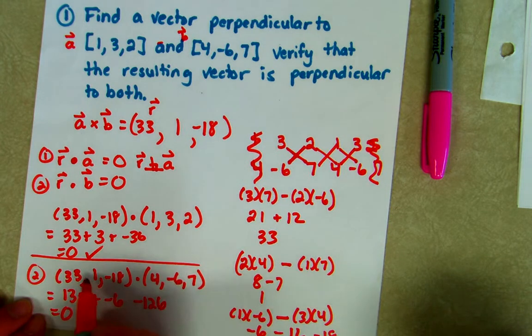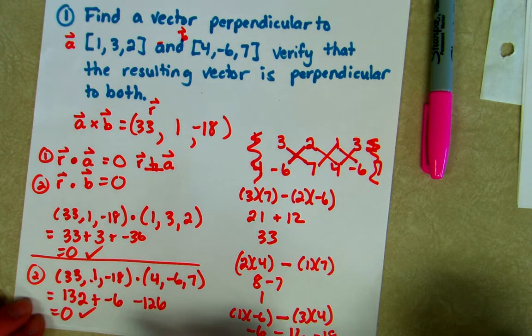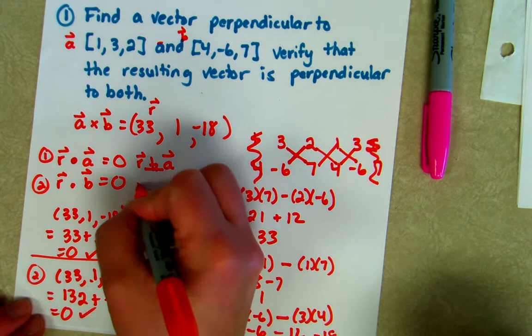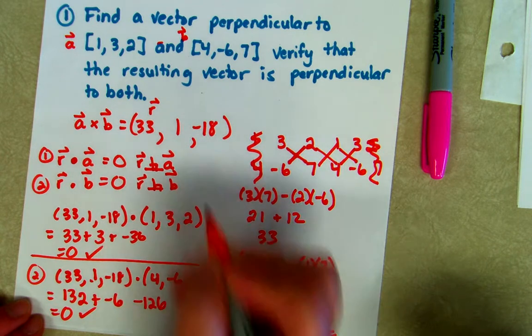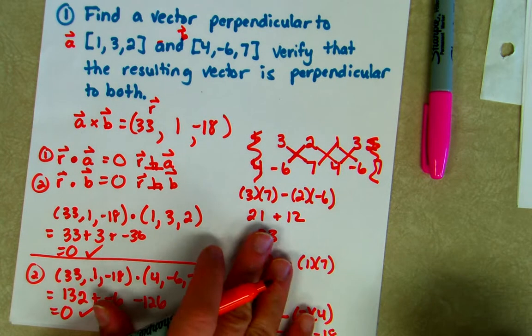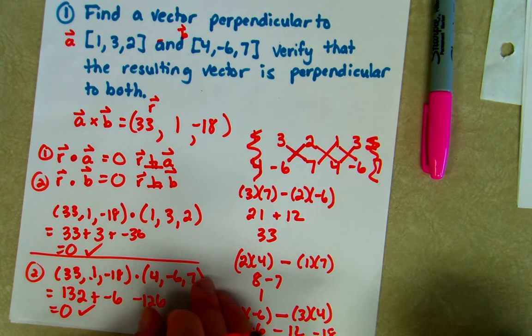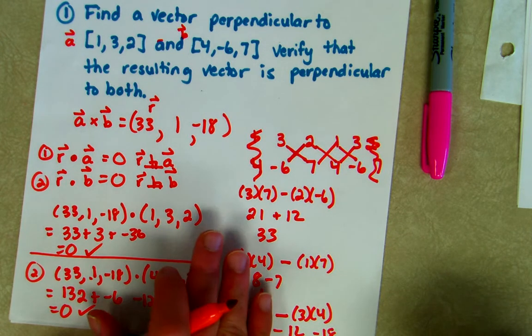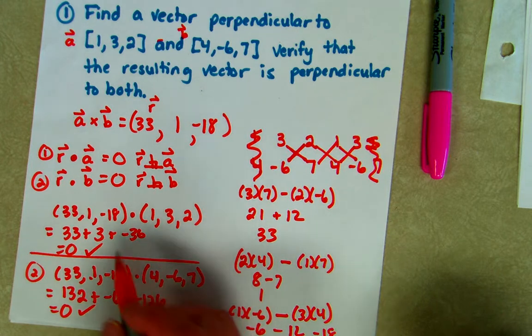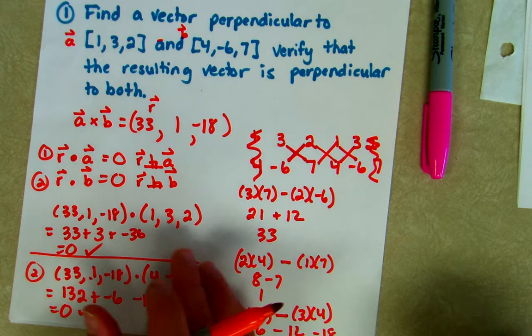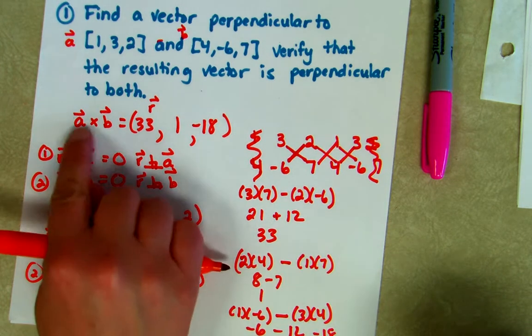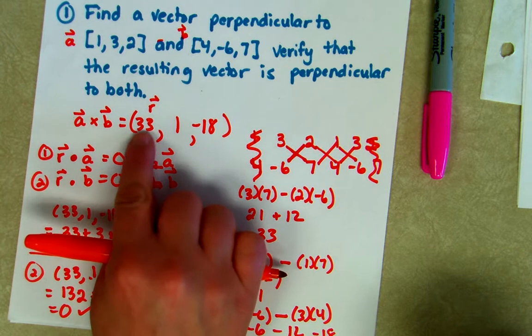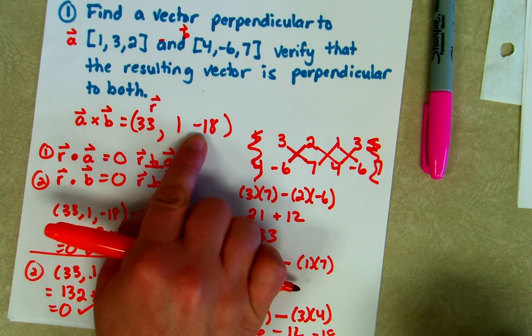If the dot product of two non-zero vectors is 0, then the vectors are perpendicular. So the dot product equals 0 means perpendicular, and the dot product gives you a scalar or a number. The cross product gives you a vector, and the vector you get is perpendicular to both. Dot product, it doesn't matter what order you do it. We did A cross B, and we got 33, 1, negative 18.